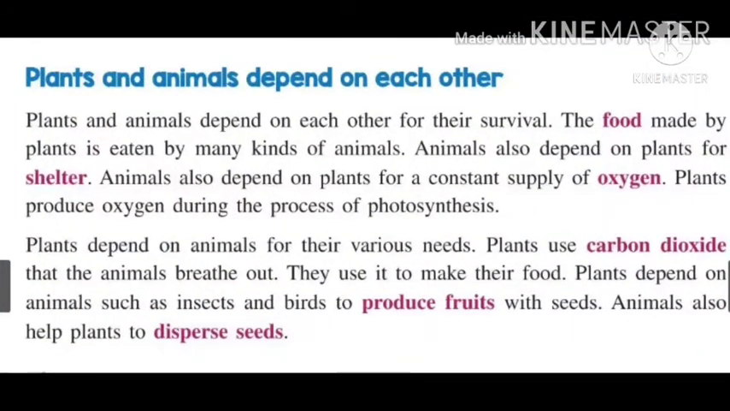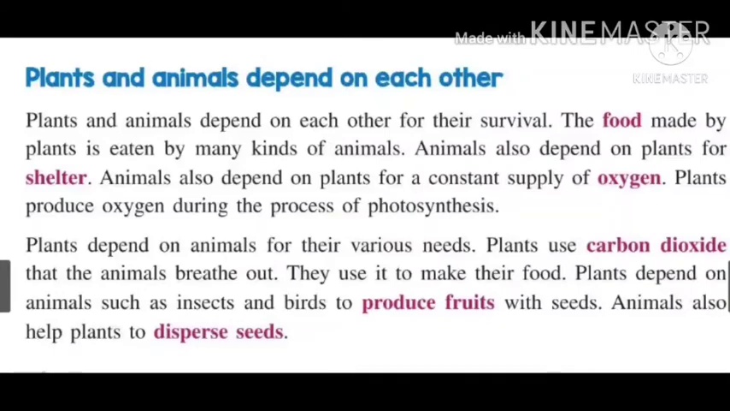Now let's go to our second last subtopic, that is plants and animals depend on each other. Plants and animals depend on each other for their survival. The food made by plants is eaten by many kinds of animals. Animals also depend on plants for shelter. Animals also depend on plants for a constant supply of oxygen. Plants produce oxygen during the process of photosynthesis. So here we can see for different needs the animals depend on plants.